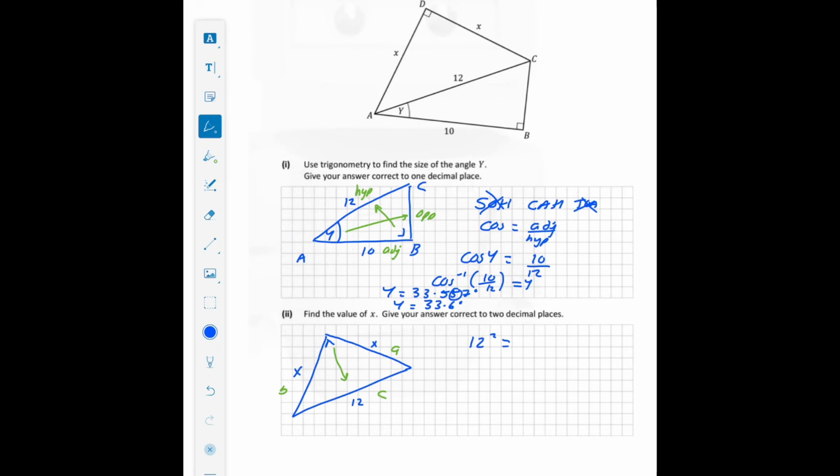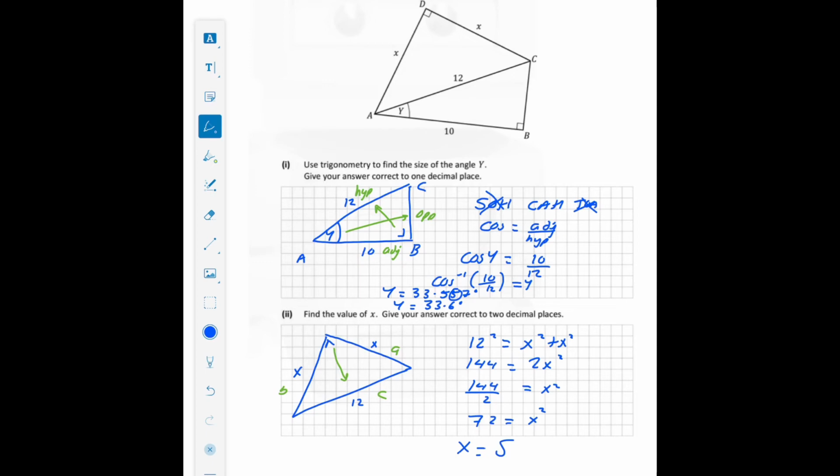Okay, so we'll have 12 squared is equal to x squared plus x squared. So 12 squared in my calculator is 144. So 144 is equal to x squared plus x squared. That's 2x squared. Now, we're going to divide that 144 by 2 to get rid of this 2 in front of the x squared. So 144 divided by 2 is equal to x squared. That gives me 72 is equal to x squared. Now, we don't want x squared, we just want x.